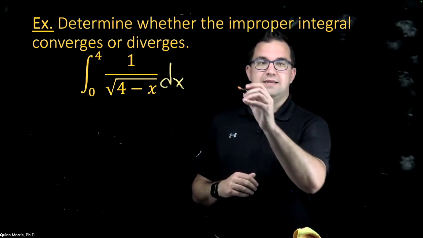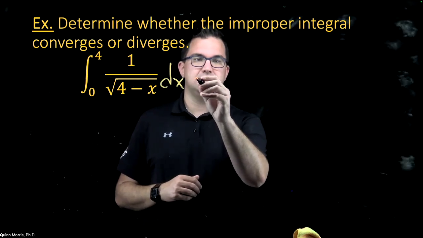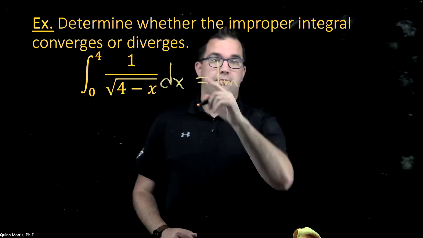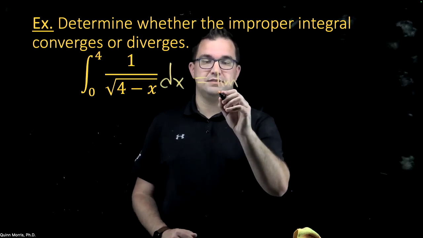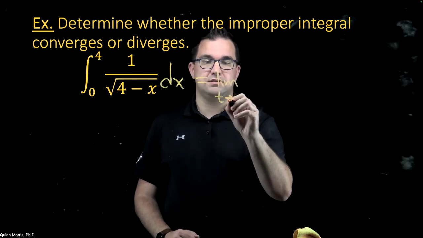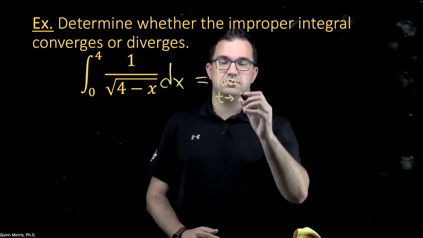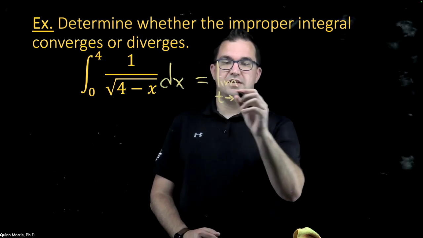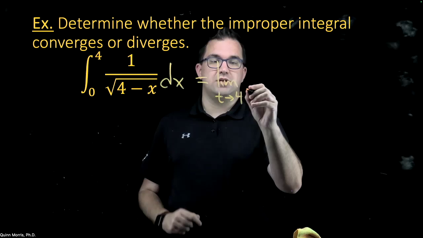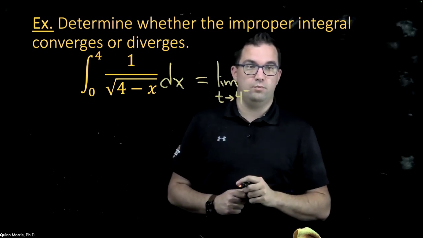So the first thing I need to do is reformulate this as a limit. Here it's my upper limit of integration I'm going to replace. So I'm going to rewrite this with the limit as t goes to 4. Since it's an upper limit of integration, I want to approach 4 from below.